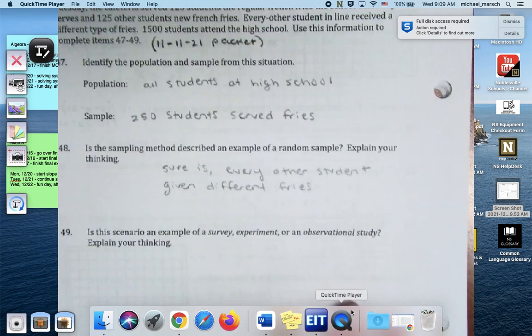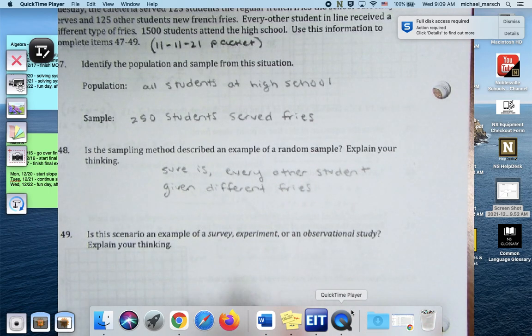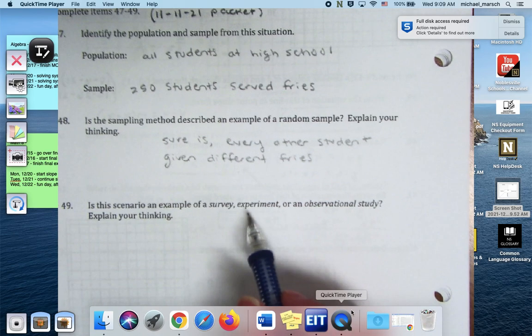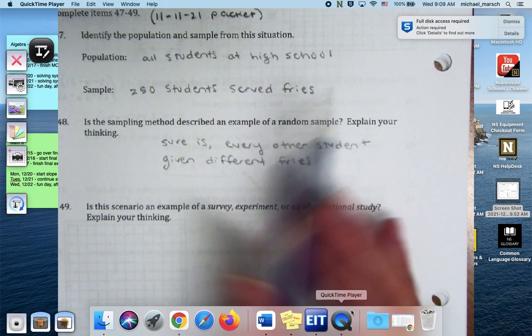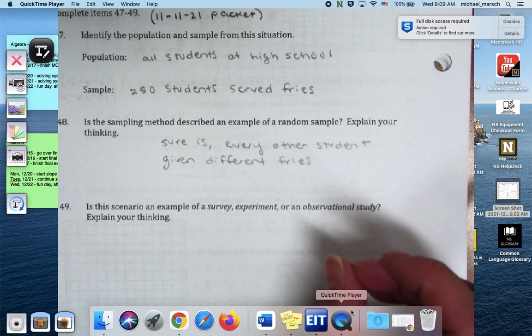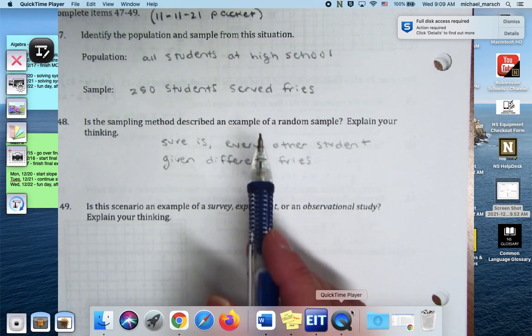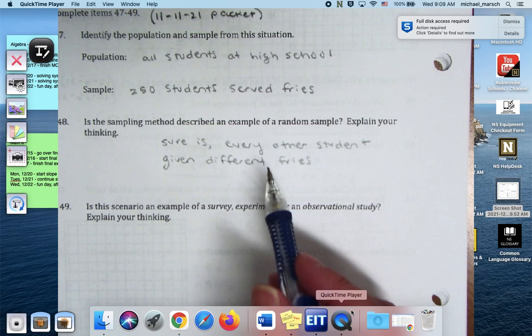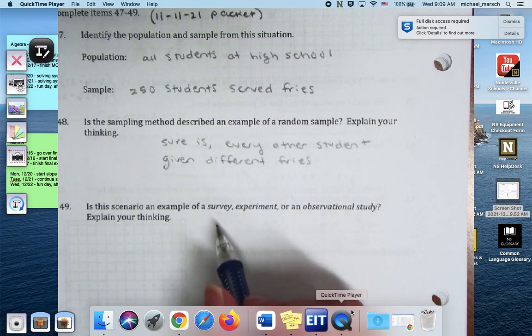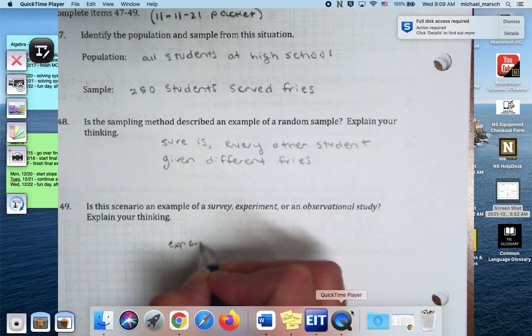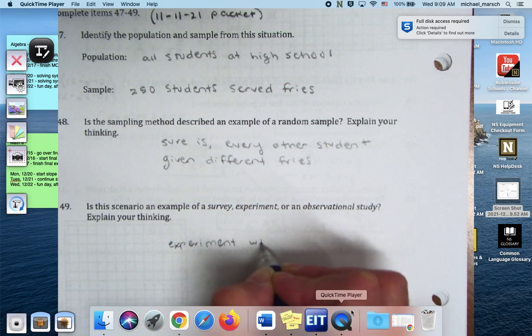Is this scenario an example of a survey, experiment, or an observational study? Okay, this is where it gets a little weird. I would say it's an experiment because there is something being done differently to each person. It doesn't say that they're going to survey them and ask them if they liked their French fries any different, but I would like to assume that. So I would say an experiment with a follow-up survey.